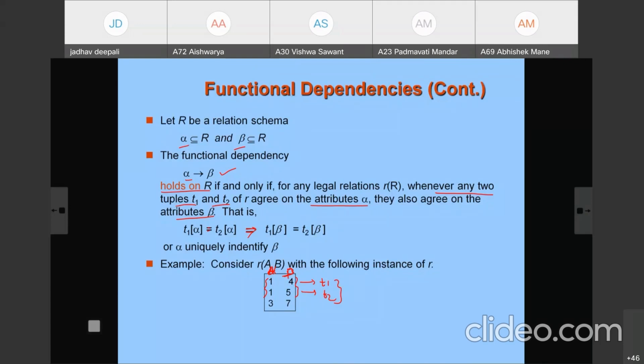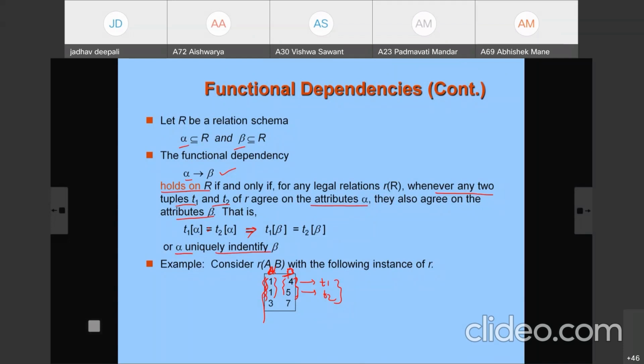If these two values are same, then these two values must be same. Then we can say alpha tends to beta, or alpha uniquely identifies beta. That means all the values are unique.